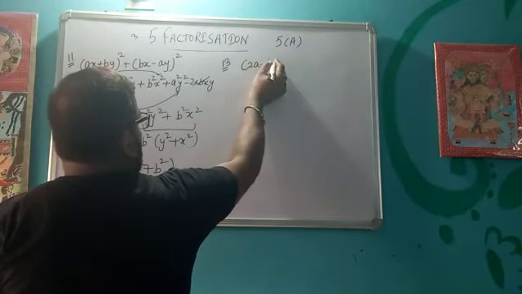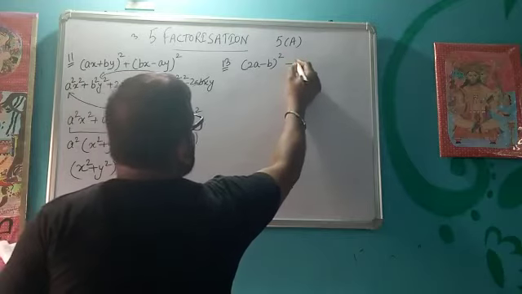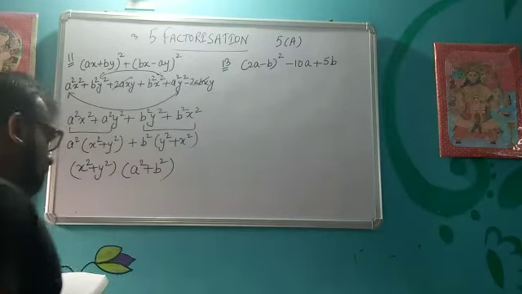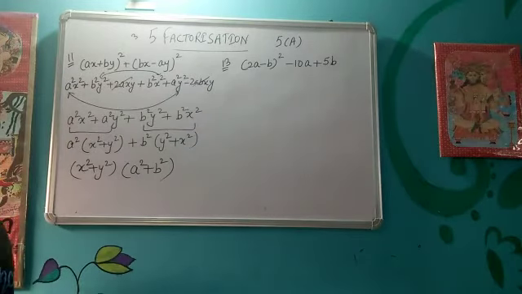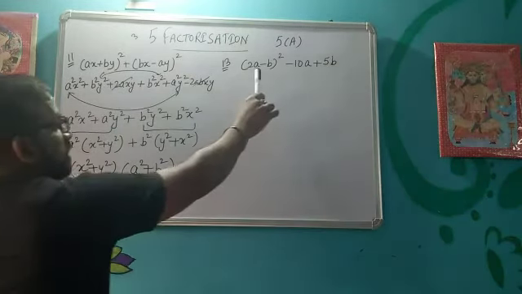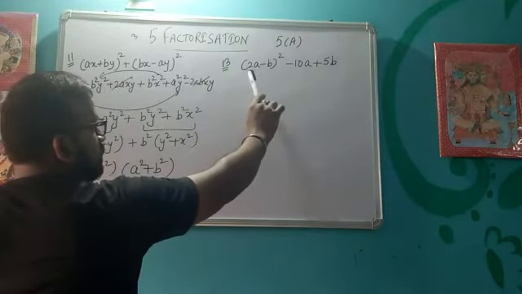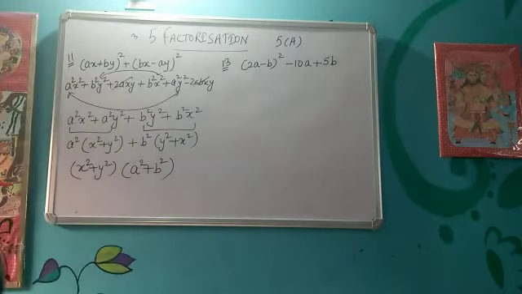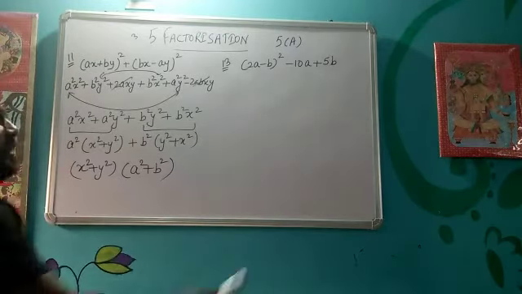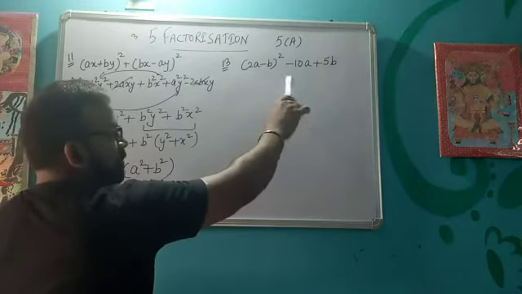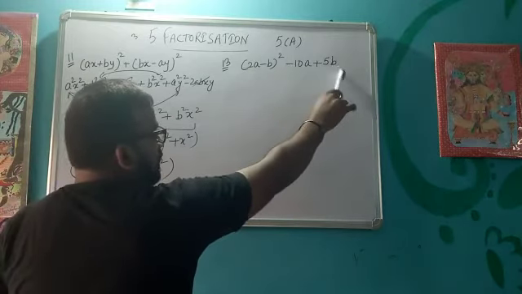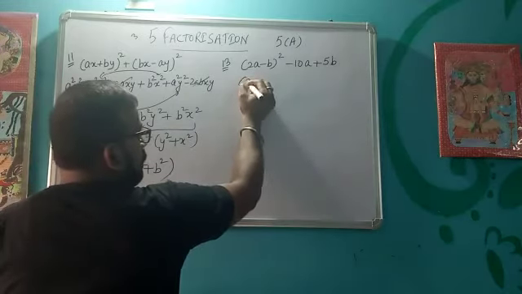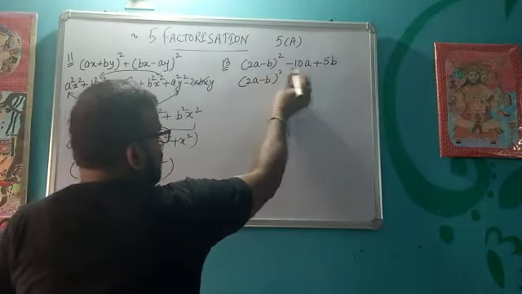Okay, let's see one more type. Okay, so if we see carefully, you will come to know that it contains actually three terms. But one thing is there, it is 2a minus b and it is 10a plus b, and 5 is the factor of 10. So we will try to form 2a minus b here.